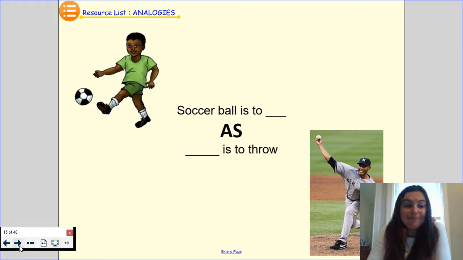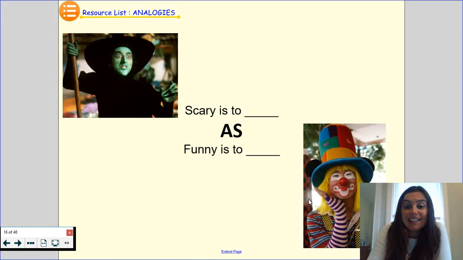Scary is to witch, as funny is to clown. So these words go together, do you see? Because one way to describe a witch is that she's scary, and one way to describe a clown is that they're funny.